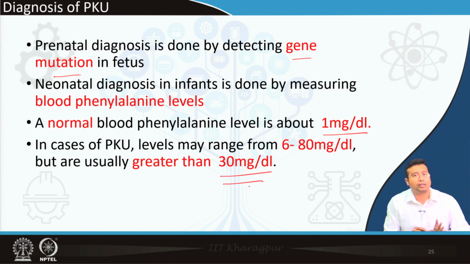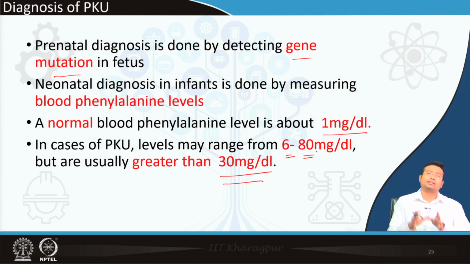It has to be above 30 mg per dl, but in milder cases it has also been found from 6, as low as 6. I mean, cases of phenylketonuria with PH gene mutation, 6 to 30 mg per dl, those are milder conditions, but generally if there is a defect, it is usually found to be above 30 mg per dl. So, there is a huge difference between the normal level and the raised level. So, once the level is raised, there is no second thought in diagnosing that this is a case of phenylketonuria.